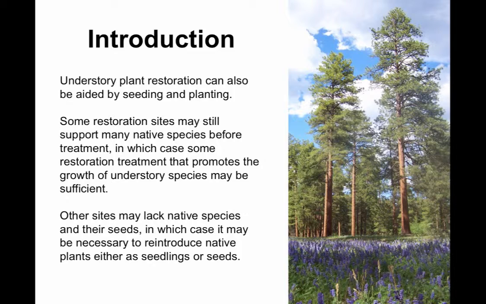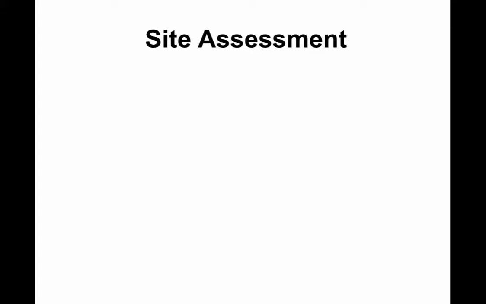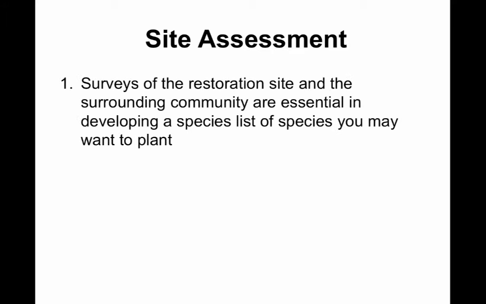And then there's going to be other instances, in other sites, where we may lack those native species in their seeds. The seed bank may have been consumed in a high severity wildfire, for instance. And so in that instance, it may be necessary to reintroduce native plants either as seedlings or directly as seeds. Okay, and so one of the first things you're really going to want to focus in on, as with any kind of restoration plan or restoration treatment, is you're really going to want to have a good site assessment.